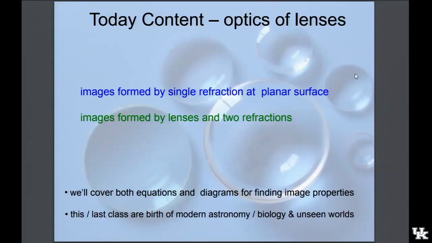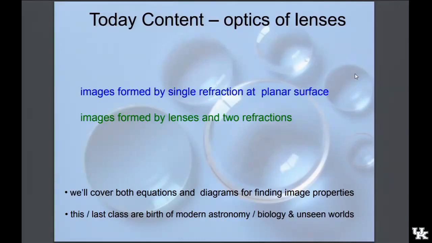So an example of that might be when you look in a fish tank and see the fish. You're seeing an image of the fish. So that's one case we'll look at. The other example we'll look at is images formed by lenses, where you have refraction at two surfaces, bending of light rays at two surfaces. So when the light goes into the lens, when the light comes out of the lens.